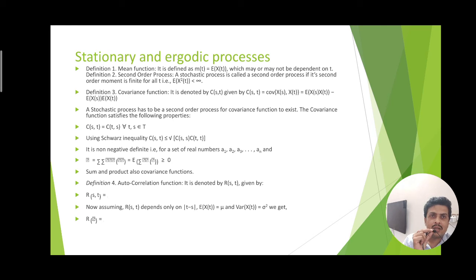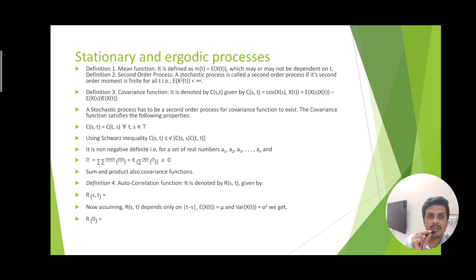Now, regarding the stationary and ergodic process, there are some definitions we should remember, such as the mean function. Mean function is nothing but the expectation function, which may or may not be dependent on t. Also, a stochastic process is said to be a second order process if the second order moment is finite.